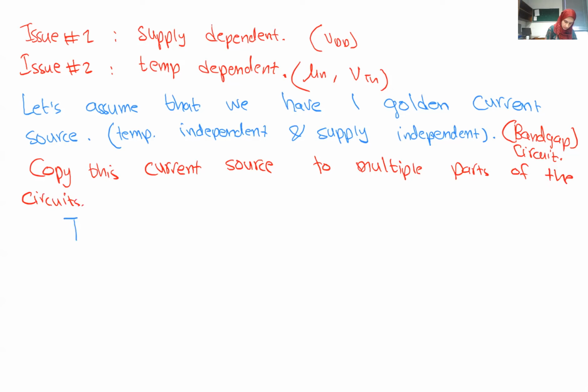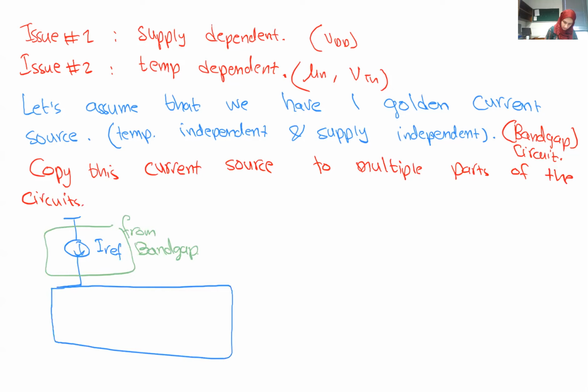So assume that we have this golden current source, let's call it IRF, that we generated from a band gap circuit. And then we want something here. We have a black box that will basically create copies of this current. We have multiple copies here, I1, I2, and so on, whether of the same value, meaning I1 should be equal to IRF, or multiples of it. So how should we do that?